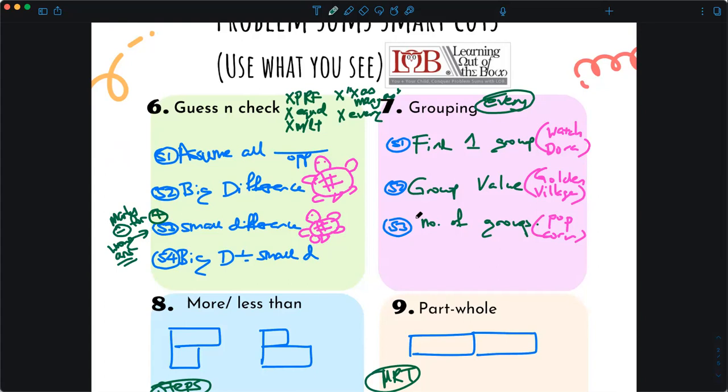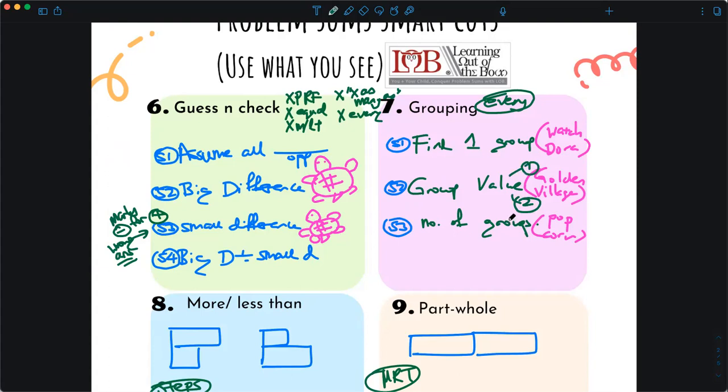And then step 2 is to go to GV. GV is to find the group value, and step 3 is the number of groups. So in this case, the group value is 2, 1, and 2. Sometimes it can be in terms of the number of items in the group. Sometimes it can be the value as well.